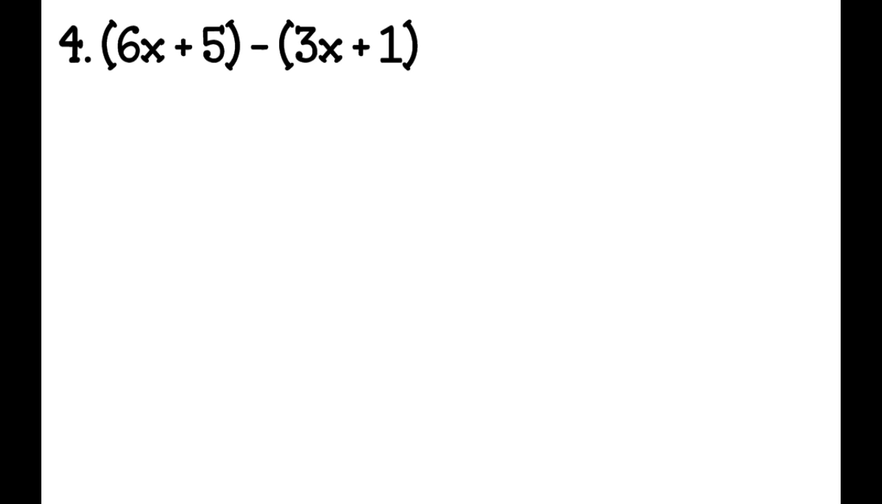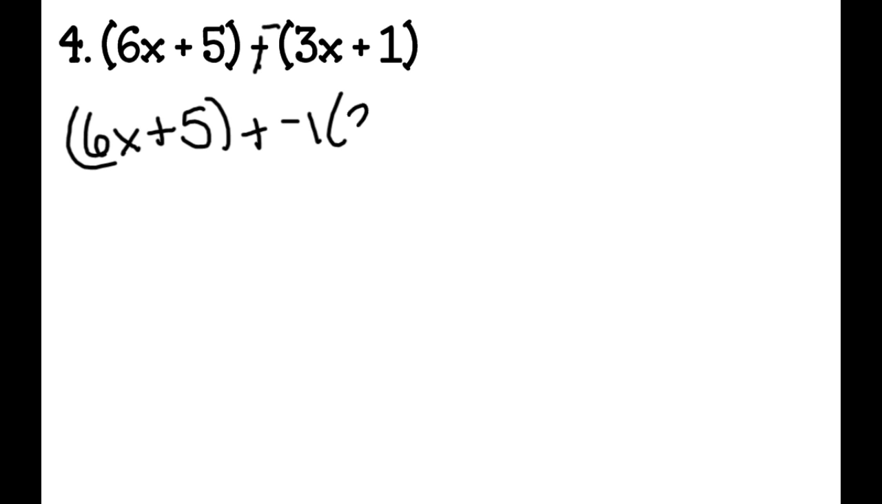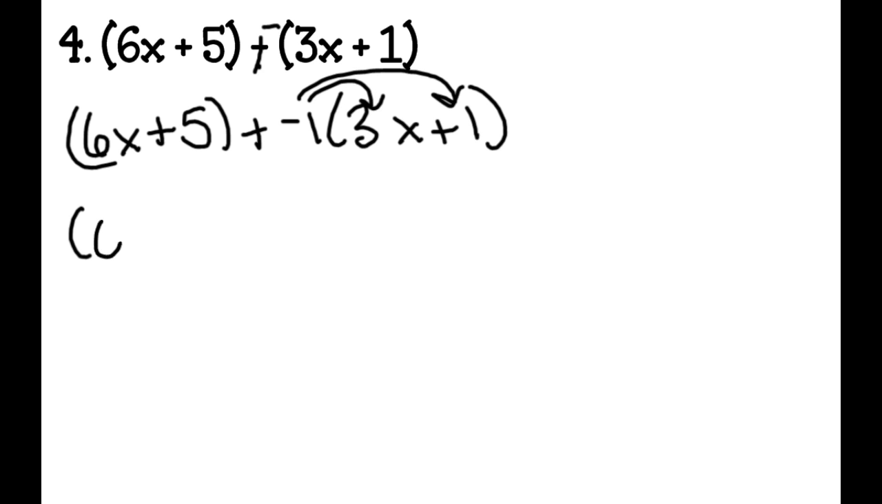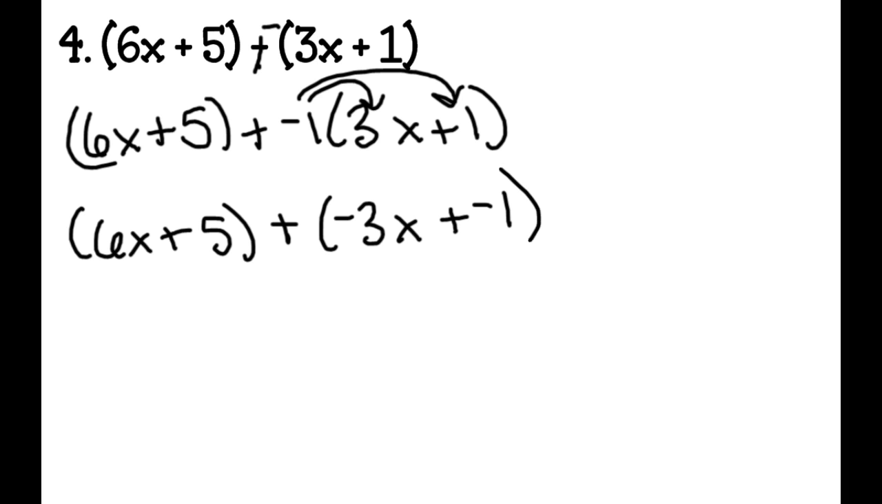So number 4, I have 6x plus 5 minus 3x plus 1. So I'm going to add the opposite. I'm going to rewrite it as 6x plus 5 plus a negative 1 times everything inside, 3x plus 1. I'm going to distribute my negative 1, so I'm going to have 6x plus 5 plus a negative 3x plus negative 1. Then I'm going to go through and underline my like terms.